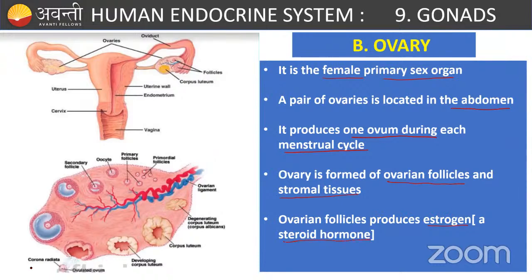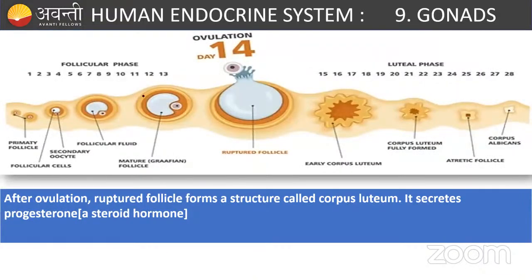Okay, is that clear? Now, moving ahead. This slide shows you a follicular phase and a luteal phase. So during the follicular phase, estrogen is synthesized and secreted by the ovarian follicle.